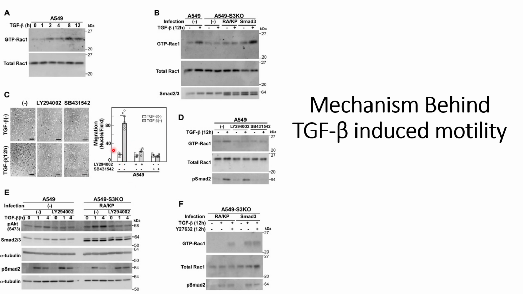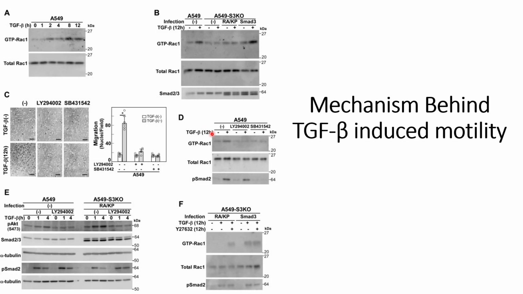and these things are quantified on the right hand side, where we can see that when no PI3K inhibitors are used, the migration is statistically significant compared to the case where no TGF-beta is induced in the cells. But when the PI3K inhibitors are used, the migration is non-significant whether the cells are induced with TGF-beta or not.